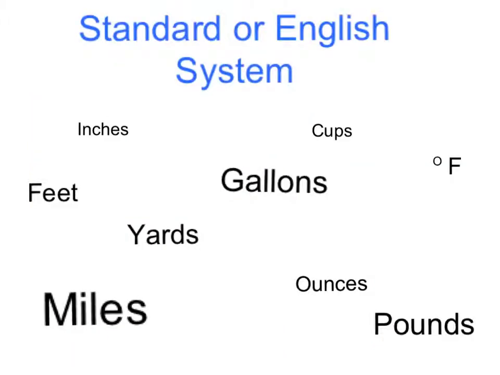In order to make sure that measurements were the same all around the world, we had to create a system of measurement. The standard system, also called the English system, was slowly standardized to include things like inches, feet, yards, miles, cups, gallons, ounces, pounds, degrees Fahrenheit, and many other things.